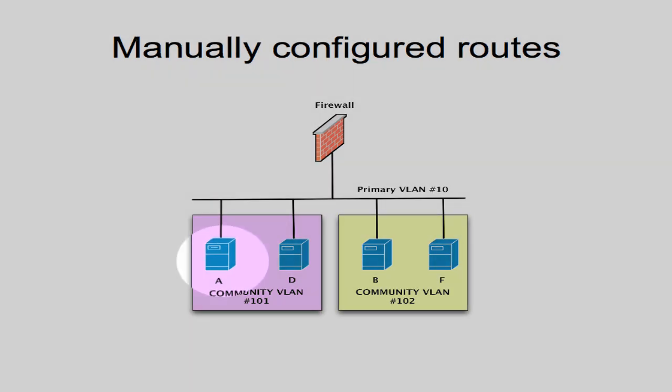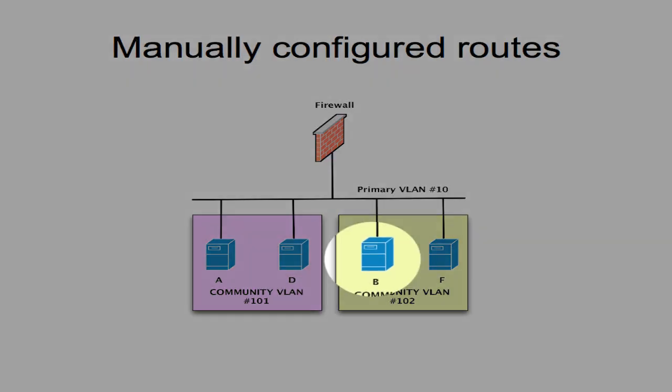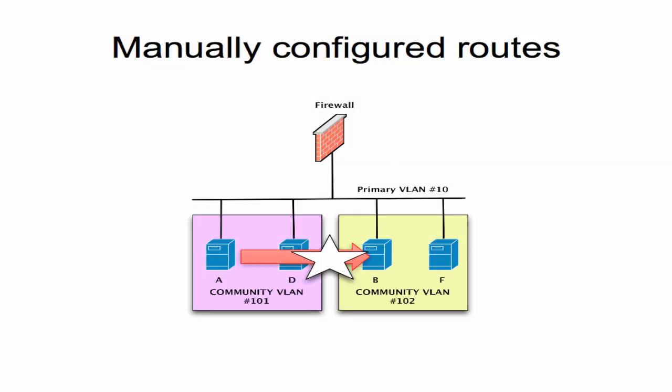Now let's see what happens when host A tries to communicate with host B. Because host A is not on the same community VLAN as host B, they are unable to communicate directly. Any direct communication will be blocked by the network. The only way for them to communicate with each other is through the firewall.